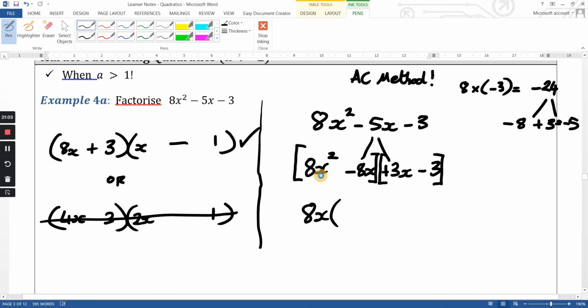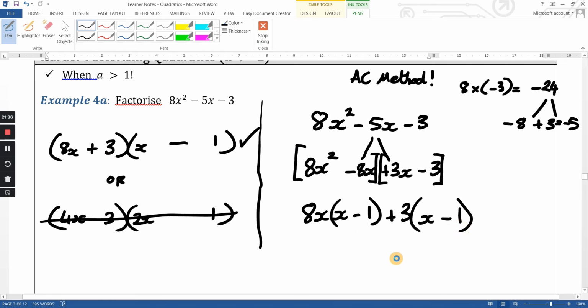That leaves me with 1x from this term, minus 1. Yep, that bracket's done. So if you expand this, you should get the original. We've done it right. Let's factorize this second square brackets. Again, the only thing I can take out is a positive 3, open brackets. That leaves me with x minus 1.